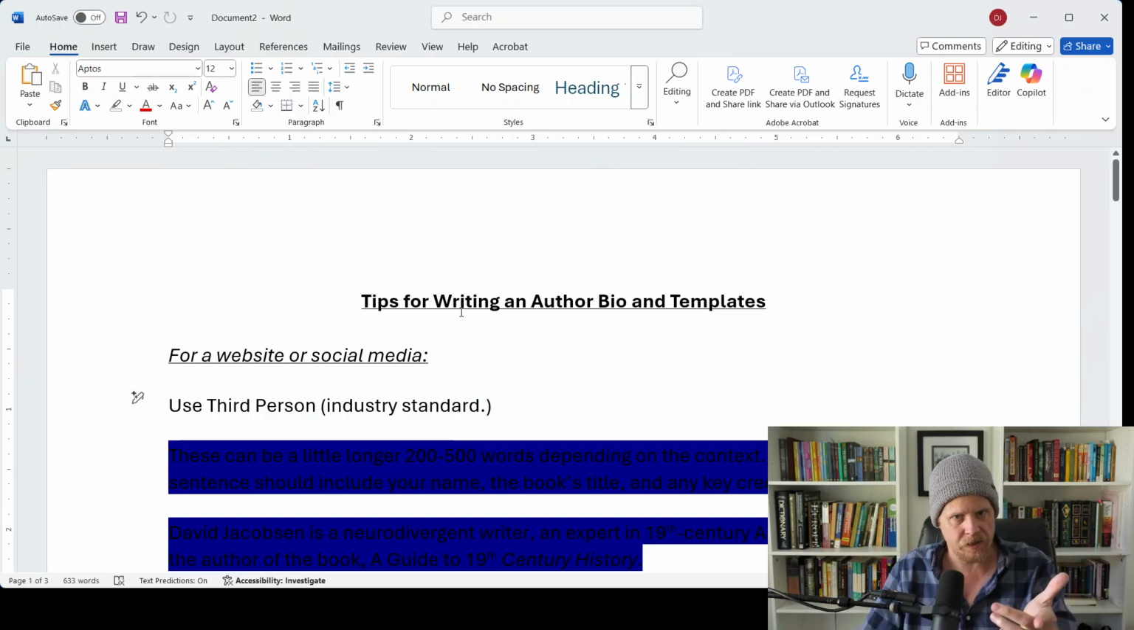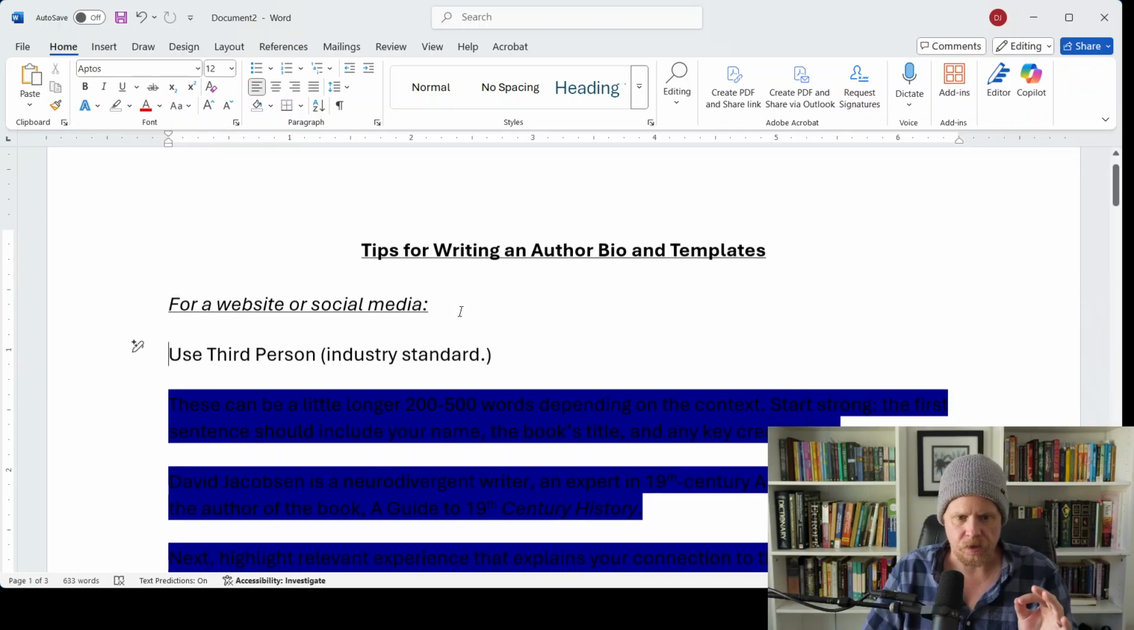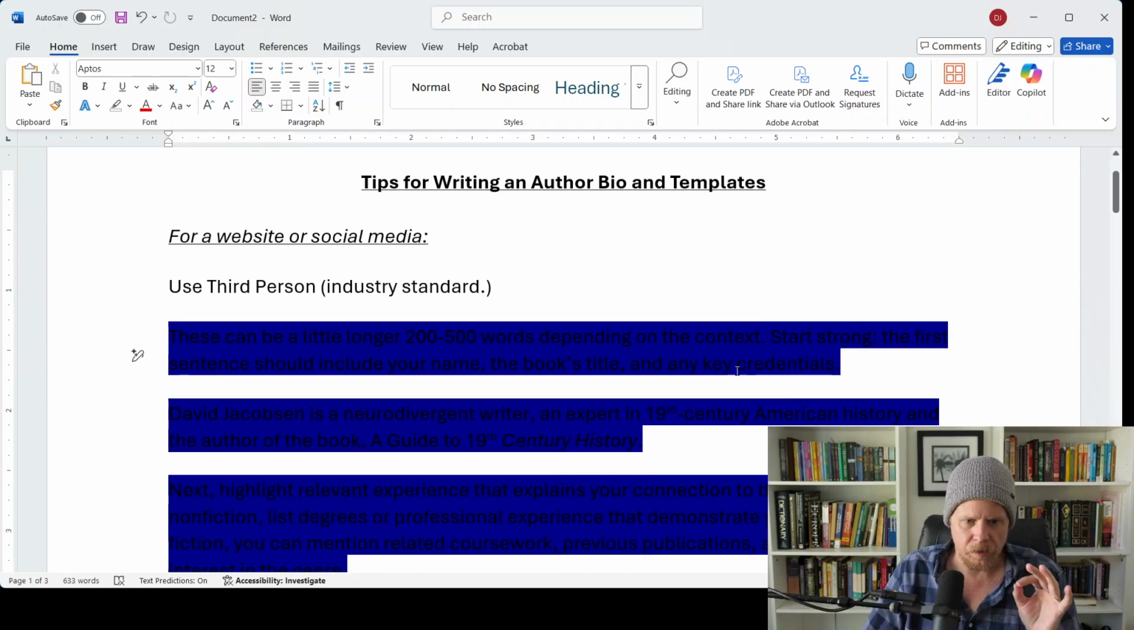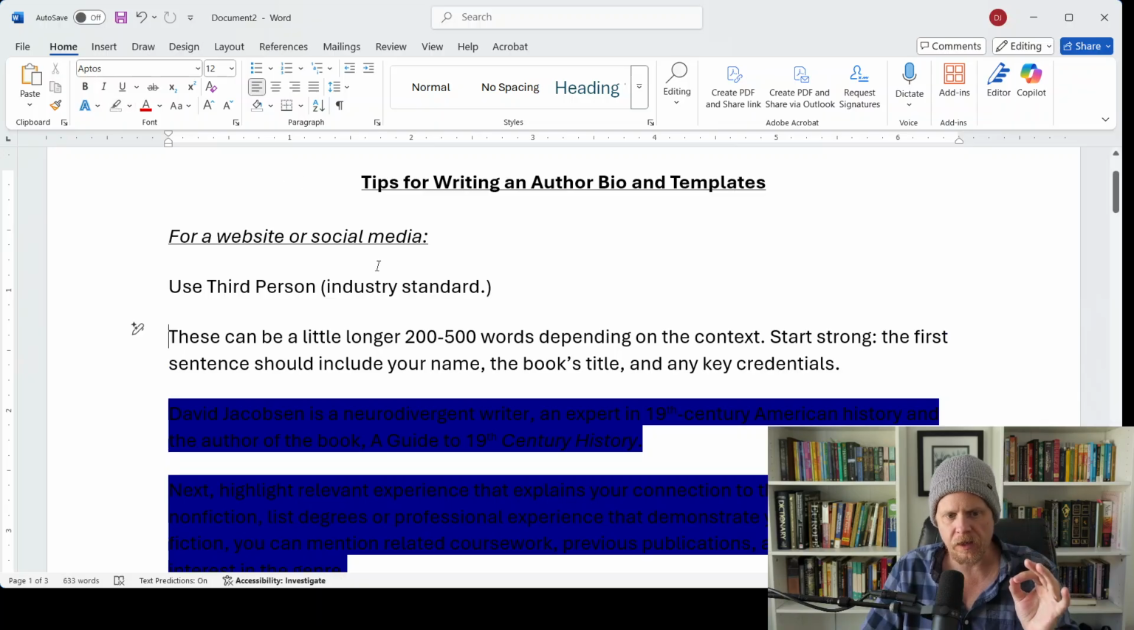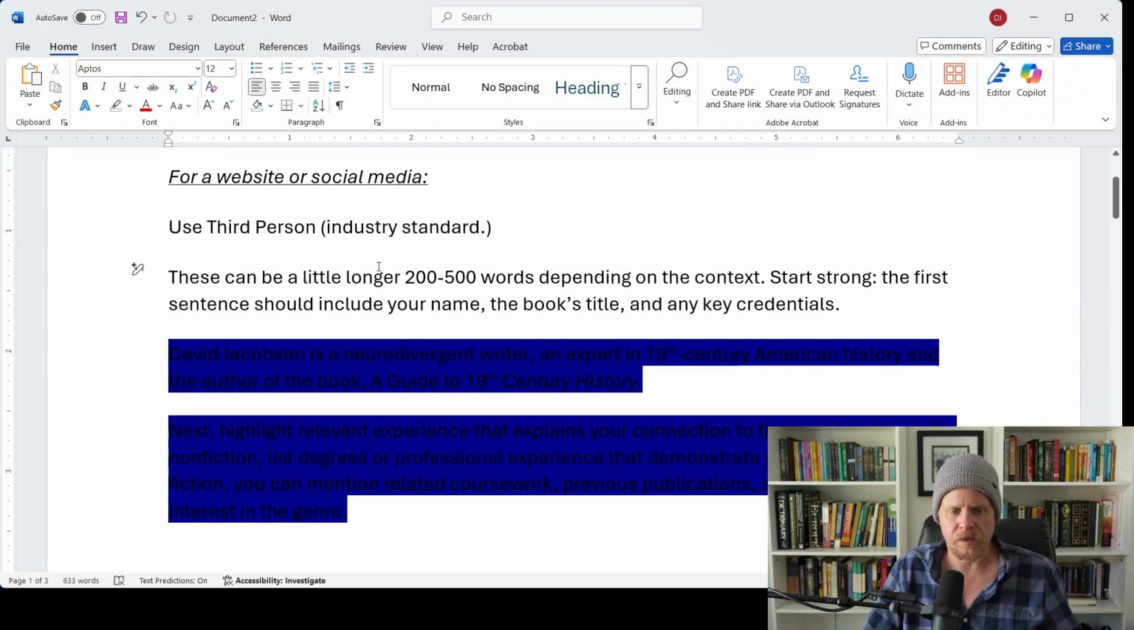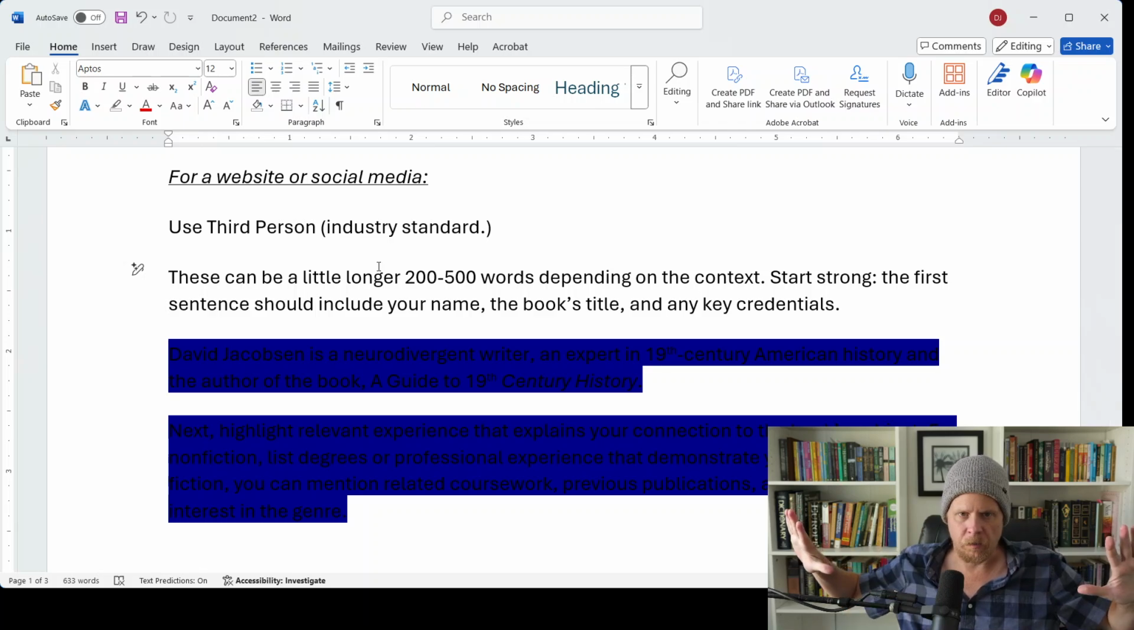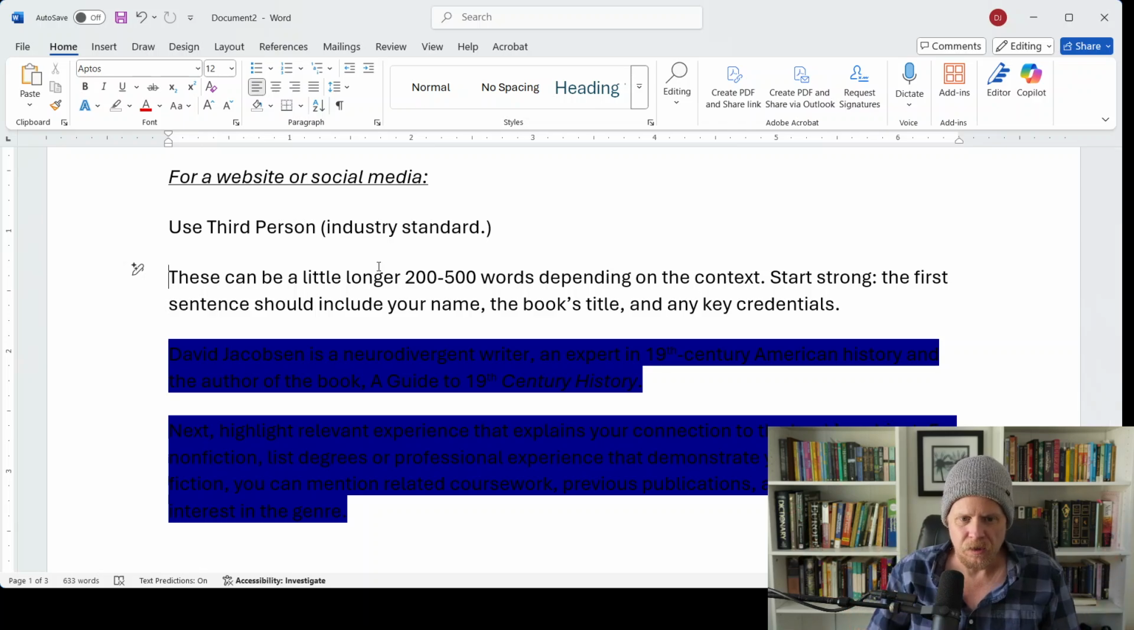So first, for a website or social media, guys, the first thing you want to know is, in this context, we're not talking about querying agents yet, but in this context, you want it to be in third person, all right? That's kind of the industry norm and standard. So that's the first tip for you. The second thing is you want to keep these brief and concise, okay? You're not trying to write an entire page or chapter or book. You just want to share a little bit of text, right?